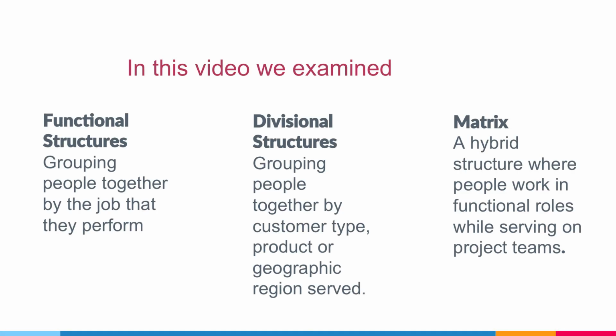In this video, we examined functional structures, grouping people together by the jobs they perform. Divisional structures, grouping people together by the customer type, product, or geographic region served. And finally, the matrix structure, a hybrid approach where people work in functional roles and serve on project teams.